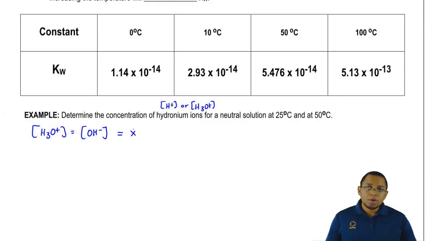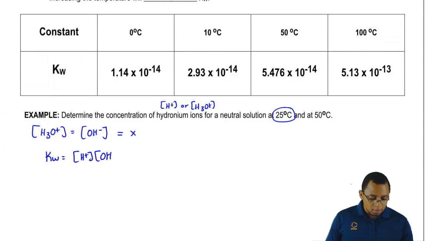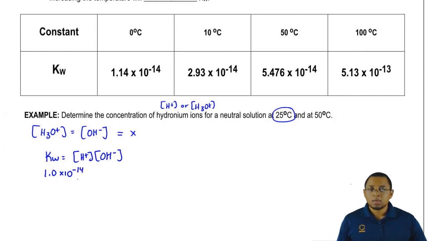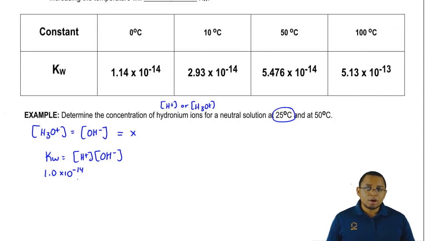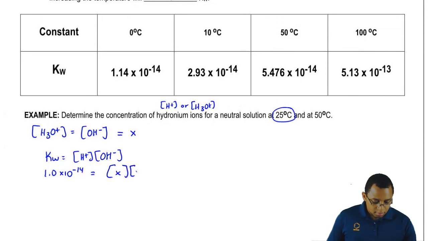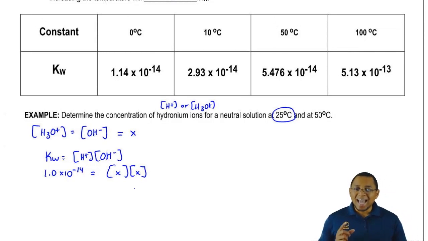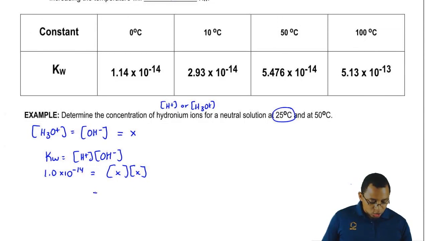And then what we're going to do here is, we know at 25 degrees Celsius, Kw will be 1.0 times 10 to the negative 14. So at 25 degrees Celsius, that's what our Kw is. And we just said that H3O plus and OH minus are equal when the solution is neutral. And we're going to set them both equal to X. So then you're going to say X times X really means X squared.